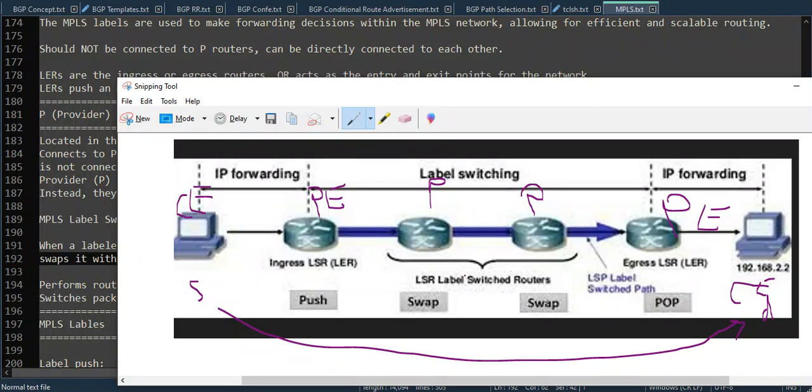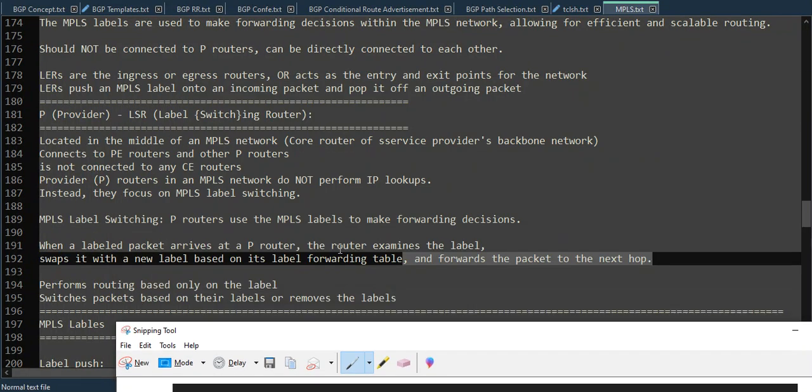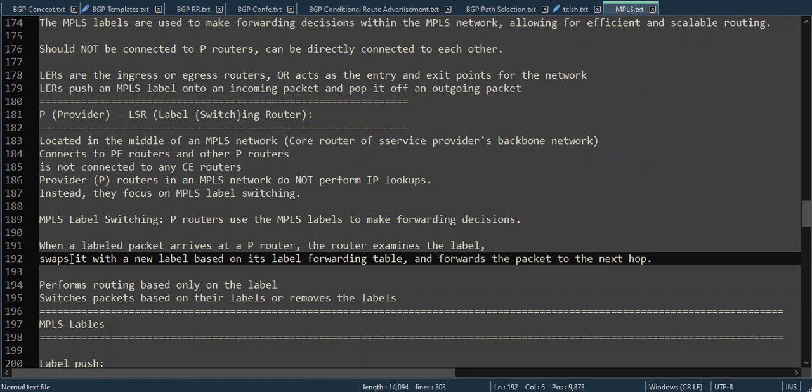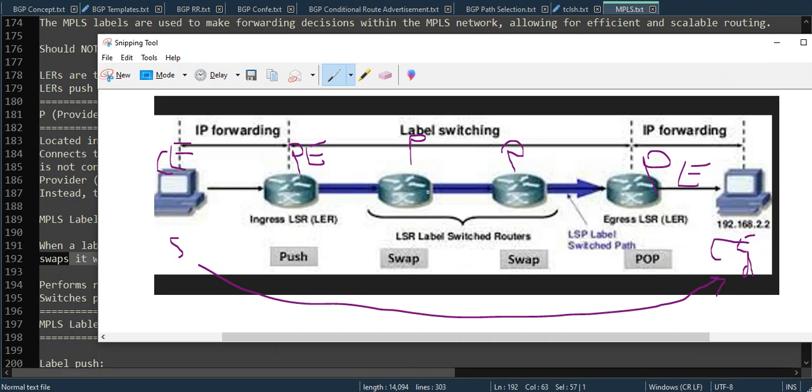Okay, P routers do swapping. When a label arrives on a P router, it swaps it with the new label based on its label forwarding table, and forwards the packet to the next hop. This packet swaps the label with a new label, then forwards it to another next hop. Then it swaps the label again and forwards it to the last router, the PE, and then the PE will pop the label.